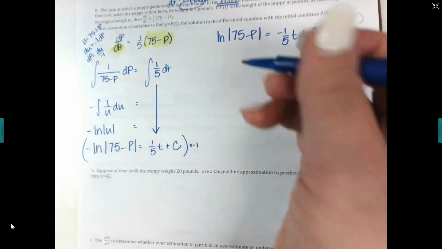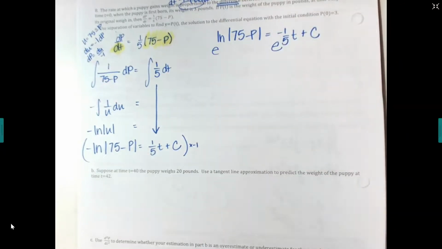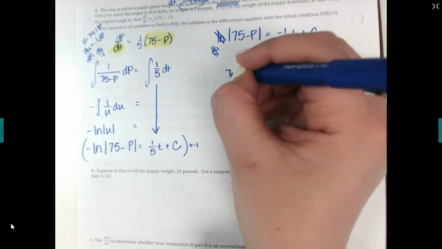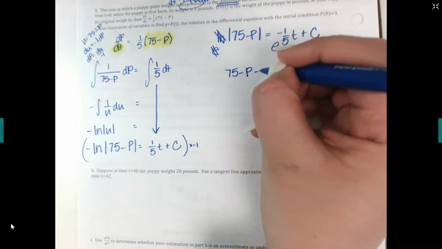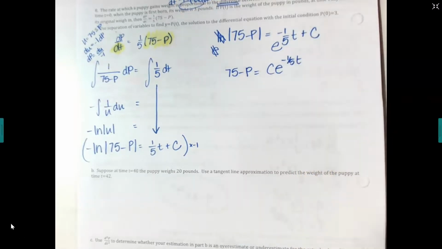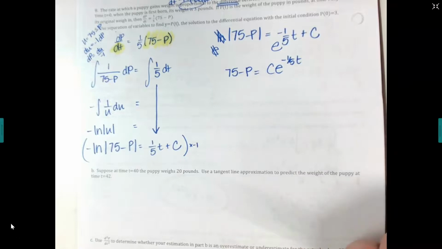Then from there, now I can e both sides, and then remember the trick we learned with the c, it's going to drop down to the front. So e and ln are gone. I have 75 minus p equals c e to the negative a fifth t. And then as Stephen pointed out, remember those absolute value bars go away because my c, I don't know what it is plus or minus anyway. 2 more steps. What's next?